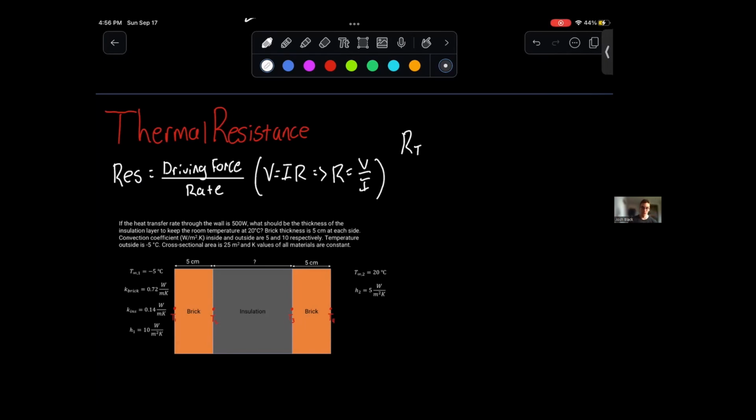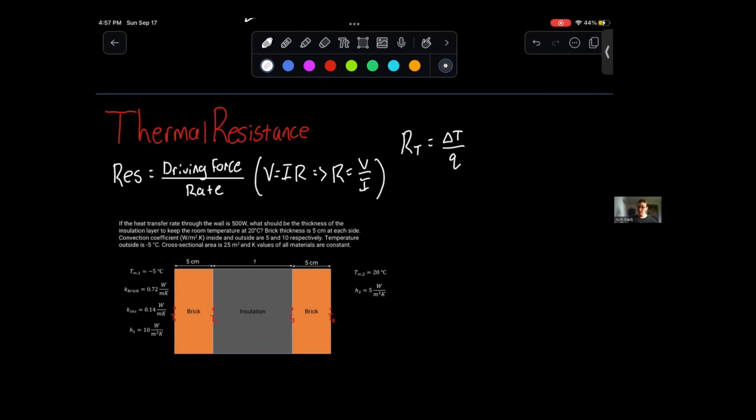So there is something called heat resistance. It's how walls resist heat exchange. That's going to be equal to our driving force, which is a change in temperature, divided by a rate. What rate have we been working with? The heat rate, Q.